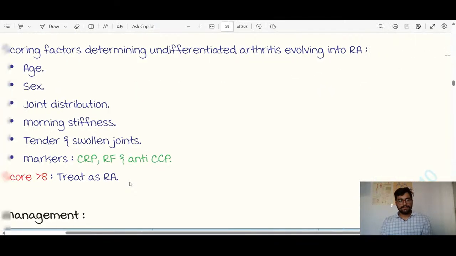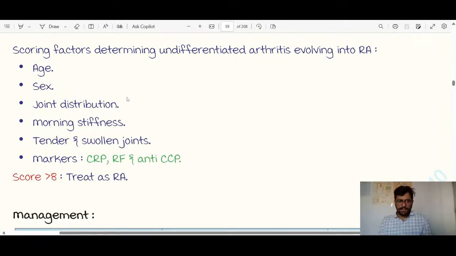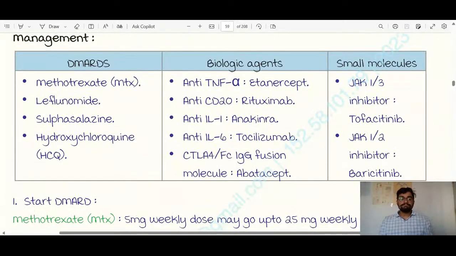Scoring factors determining undifferentiated arthritis evolving into rheumatoid arthritis: age, sex, joint distribution, morning stiffness, tender and swollen joints, markers CRP, RF, and anti-CCP. If the score is more than 8, treat as RA.